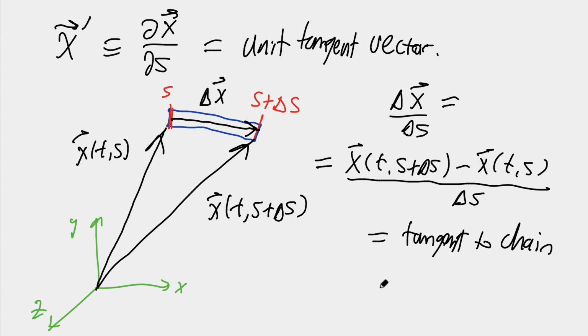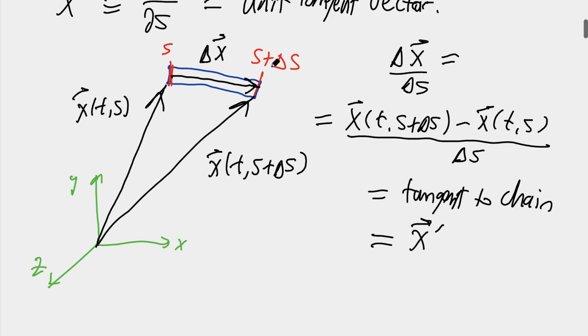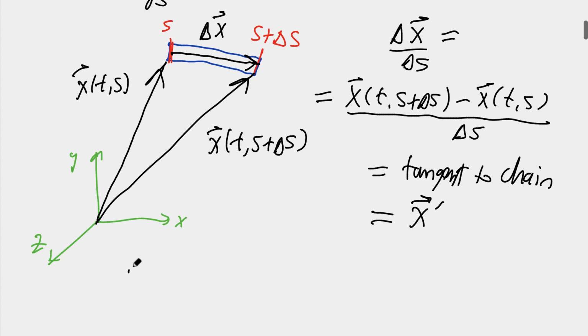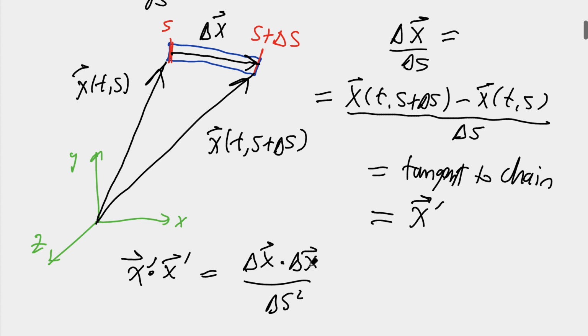And in the limit as delta s goes to 0, this is just the derivative of x with respect to s, which we call x prime. So x vector prime is tangent to the chain, but it's also unit normalized. It's a unit vector. And we can see this by just computing the dot product of x vector prime with itself. From this definition, this is delta x vector dot delta x vector divided by delta s squared. But delta x vector dot product with itself is just the length of this vector squared. And remember, the parameter s is measuring distance along the chain, so the length of this segment of chain is just delta s. So this is equal to delta s squared divided by delta s squared, which is 1.